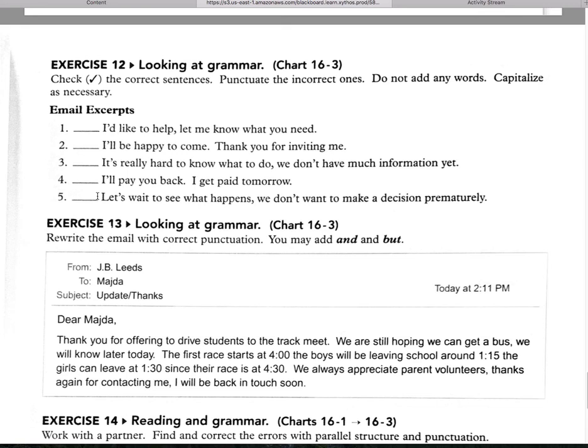And it is not correct. It's incorrect. You have two independent clauses. Let's wait to see what happens, and we don't want to make a decision prematurely. So you're going to say, let's wait to see what happens, period. Capital W. We don't want to make a decision prematurely. Okay? So the only correct ones are number 2 and number 4. The others, we have to use a period and capitalize because they have two independent clauses without a conjunction.